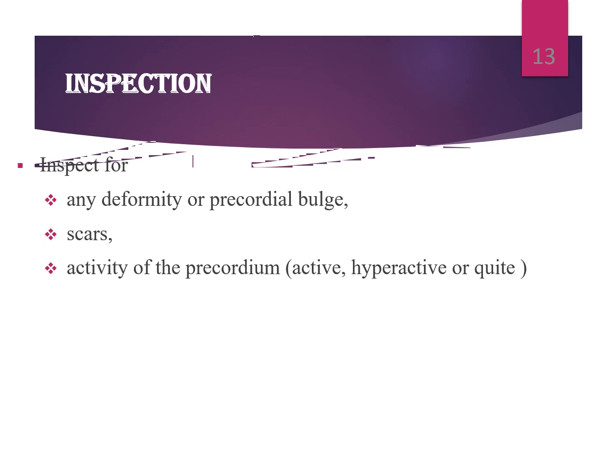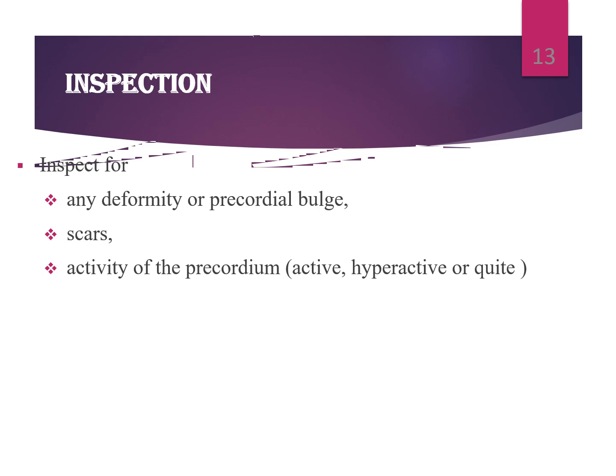Inspect for any deformity or precordial bulge. Inspect for precordial scar and also the activity of the precordium. We should say active, hyperactive, or quiet. If there are two or more pulsation sites, we say hyperactive precordium. If it is only one, it is an active precordium, or quiet precordium. A silent precordium is when the patient has already died. So activity of the precordium should be described as active, hyperactive, or quiet.